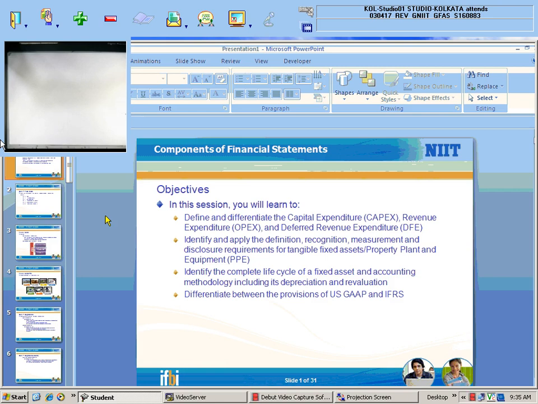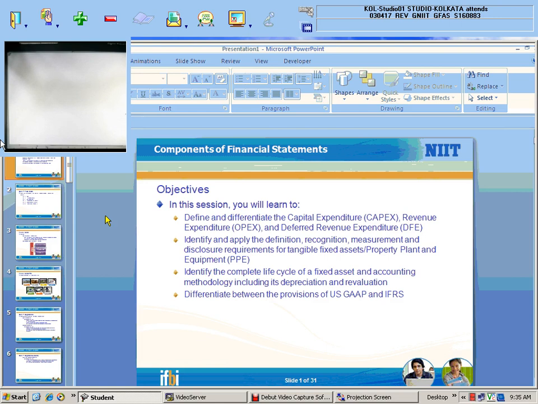So we try to define and differentiate these three kinds of expenditure, which we call CapEx, OpEx and DFE. CapEx stands for capital expenditure, OpEx stands for operating expenditure or revenue expenditure. That's why it is called OpEx. And third is the deferred revenue expenditure, which is called DFE.